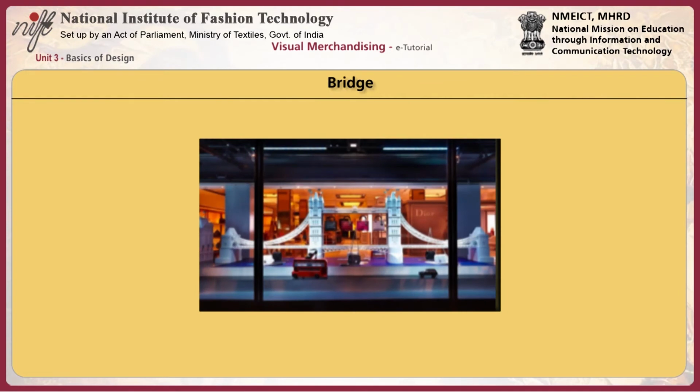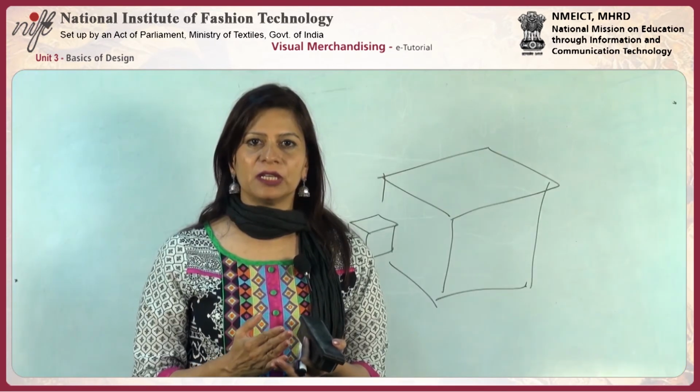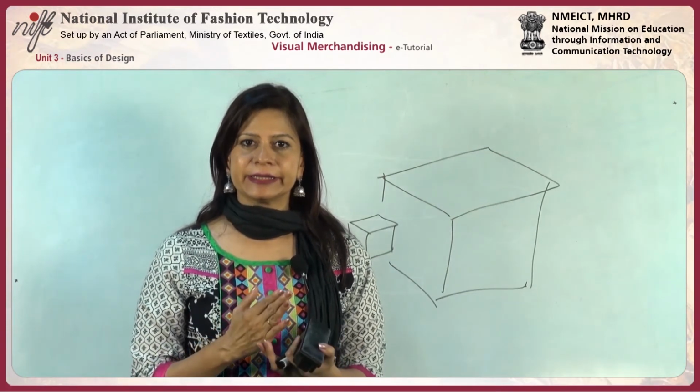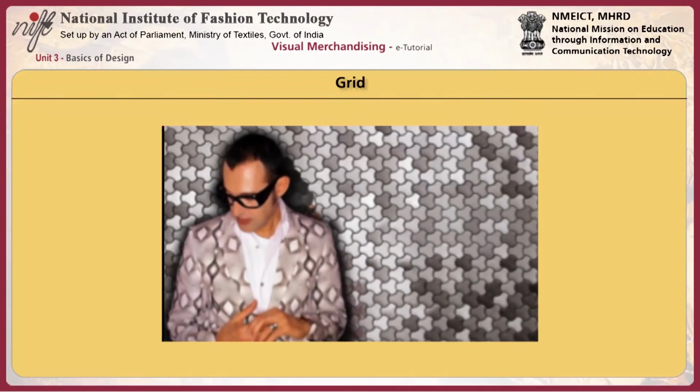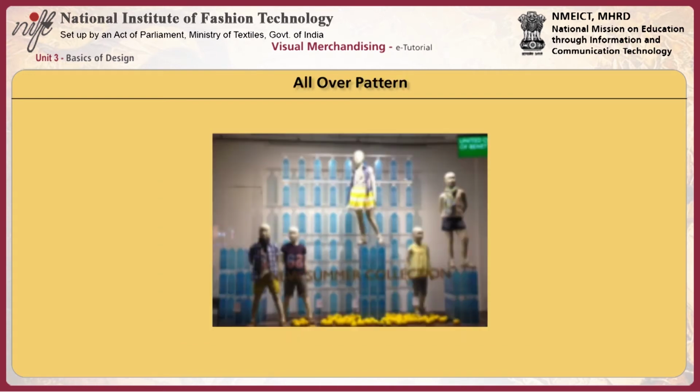Bridge. In this display, which has been done in the Dyer shop, the bridge has been used as a display. It can be a cross or a T, which can be used in the display as shown in this image. Next is grid. This metal tiles display is by Karim Rashid for Alloy. It's a very interesting image, an all-over pattern. This display is of an all-over pattern wherein you have a display everywhere.